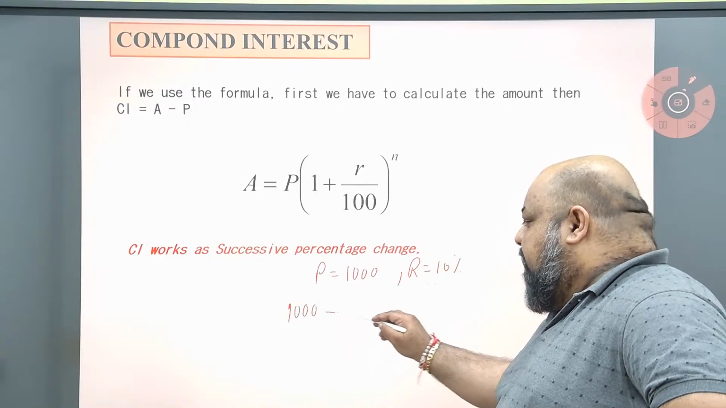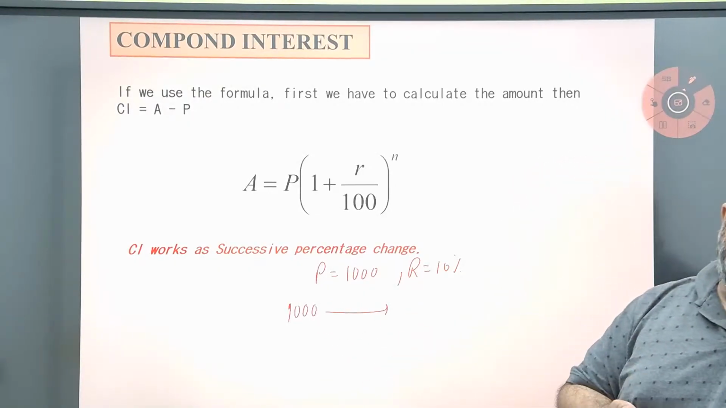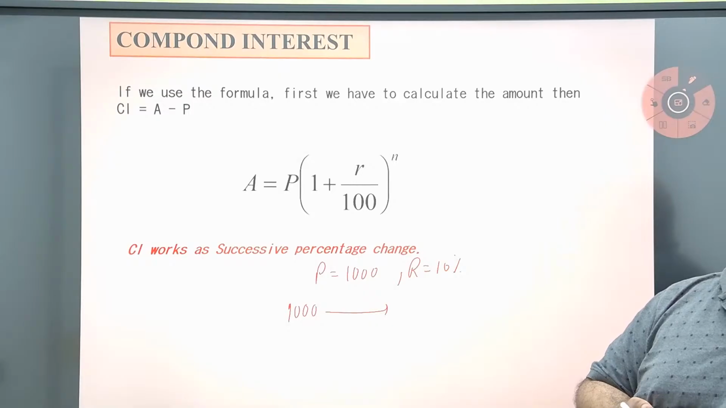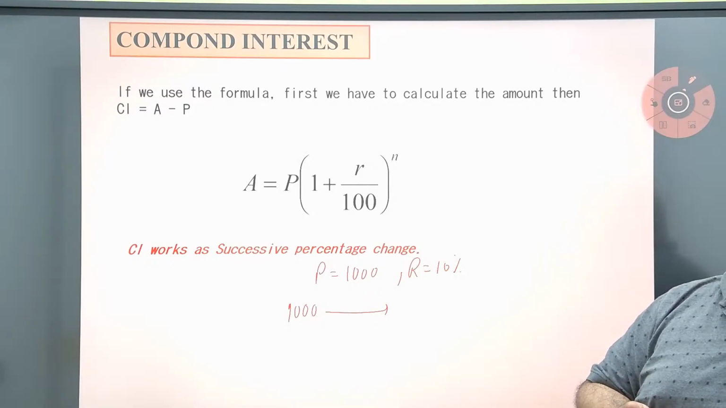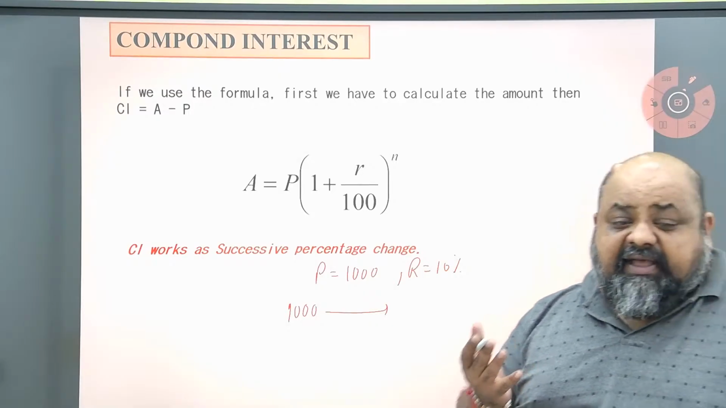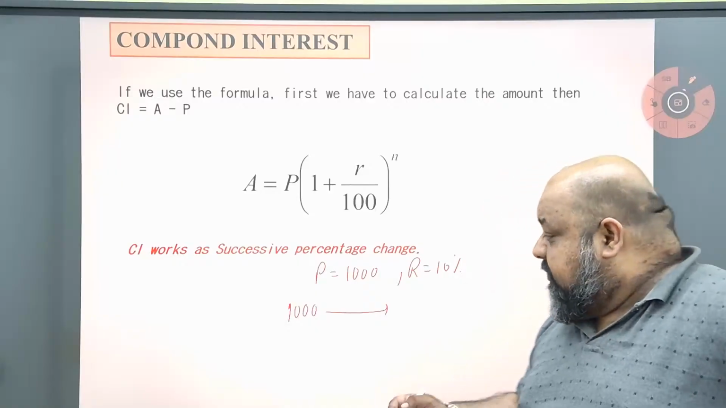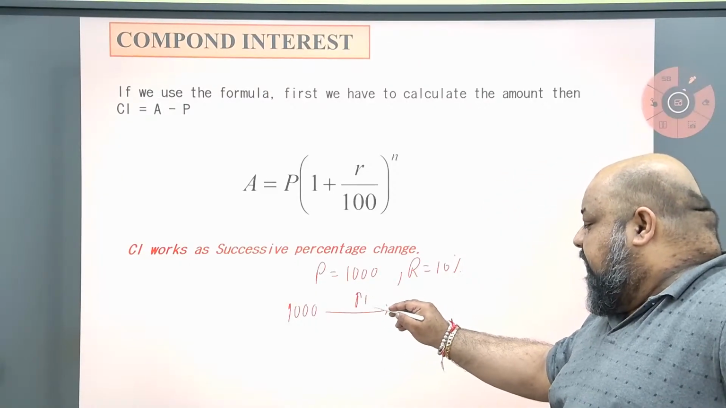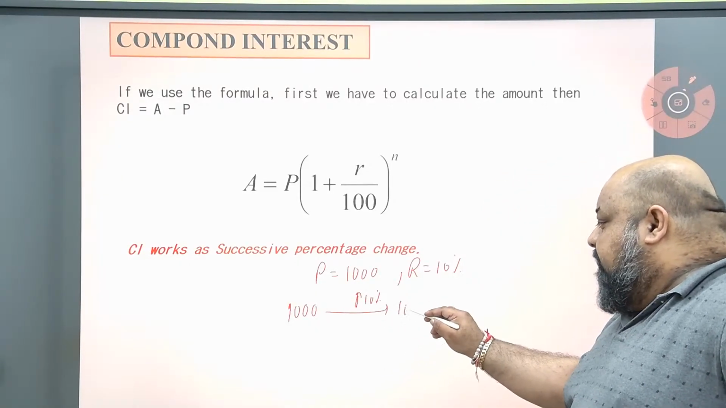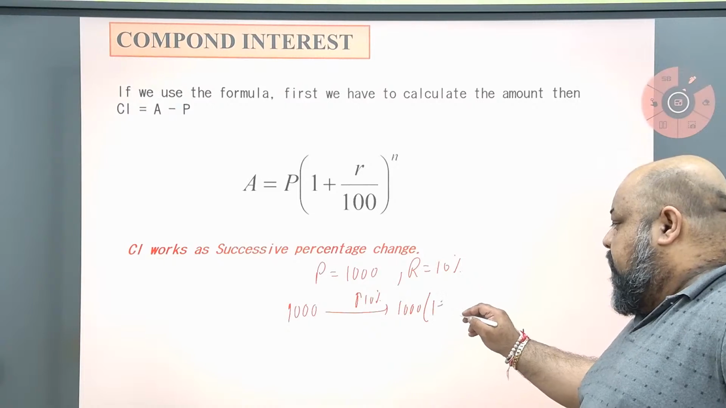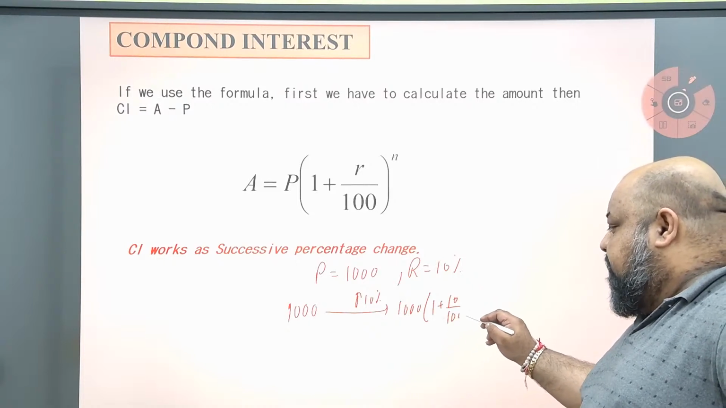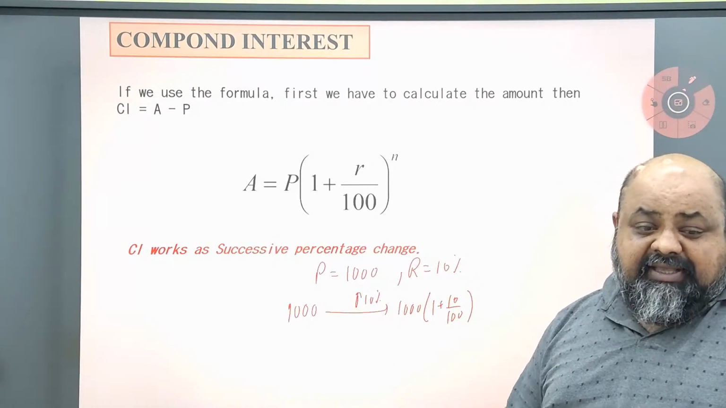What will happen after 1 year? Because the rate is 10%, I will get 10% of 1000 rupees, which means the value of 1000 will increase by 10%. And therefore, after 1 year, it will become 1000 into 1 plus 10 upon 100, which is 1100 rupees.